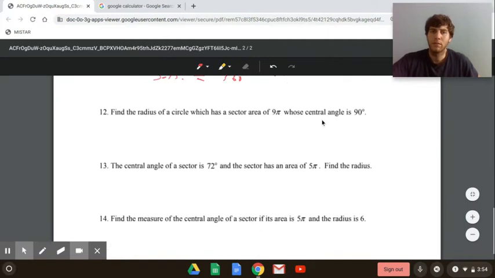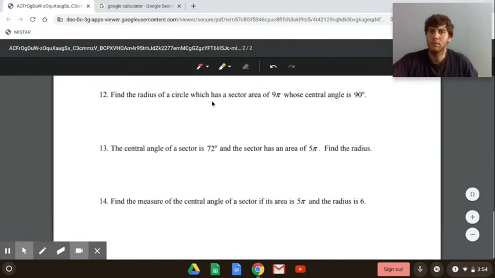Right, 12, 13, 14 then, radius. Okay, you're searching for the radius here. So again, it's the same formula every time. Part of the circle times the area. What part of the circle you're looking for times the area, which is pi r squared.